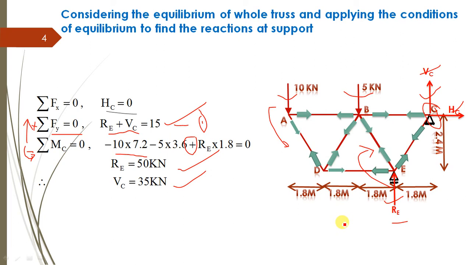So now our first step is finished. What is the second step? We have to find a joint where the maximum number of unknowns will be 2. Now look here, if you consider joint C, in this joint VC is known, HC is known, only two unknowns, these two are the unknowns, yes or no? If you consider joint A also, here 10 kilonewton is known, these two are the unknowns, so you can go for either joint A or joint C.